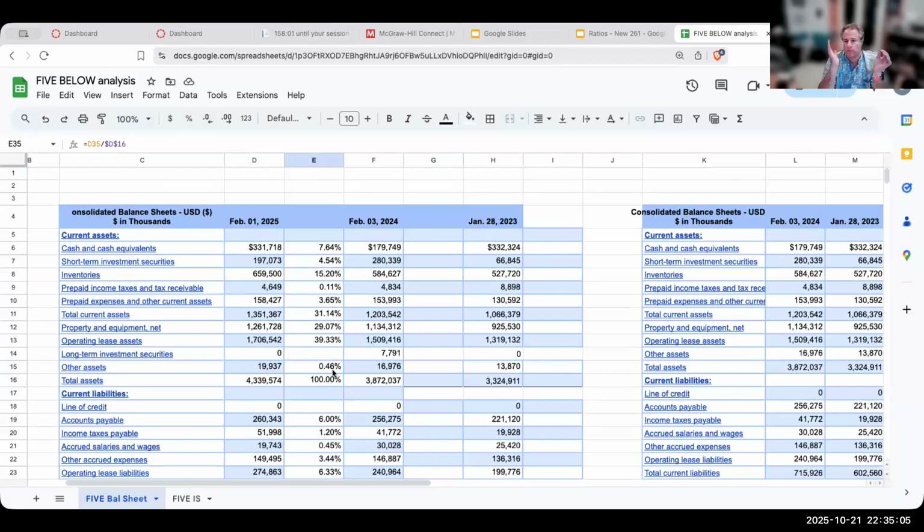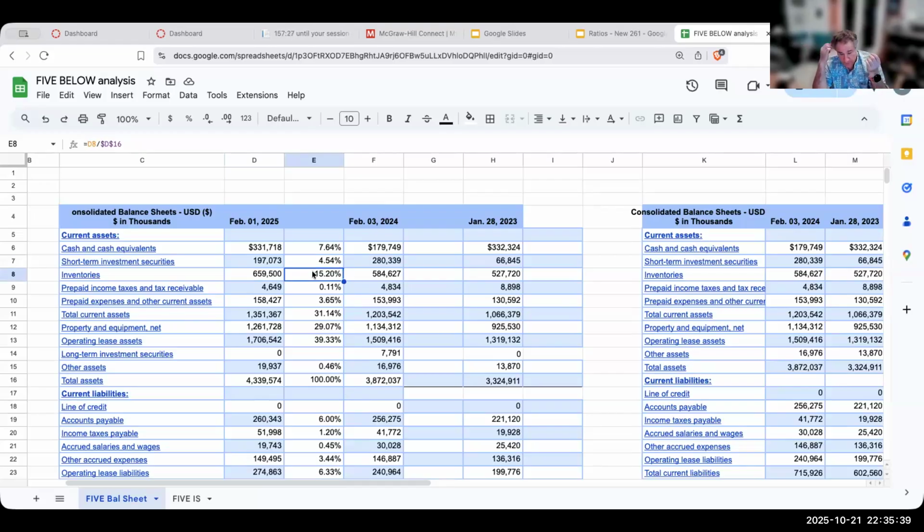Now, why is this so important to do? Well, for example, if someone said, why don't you look at accounts receivable turnover? Guess what? Five Below doesn't have accounts receivable. So that ratio is completely irrelevant. However, with Five Below, you have inventory. Oh, inventory is about 15% of the total balance sheet.